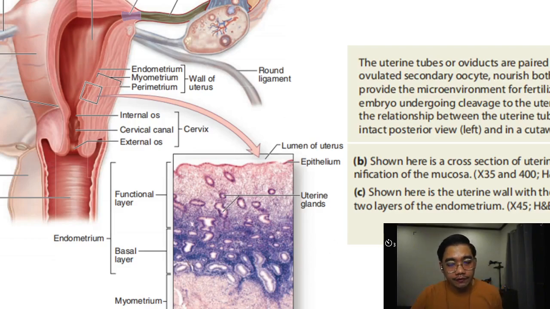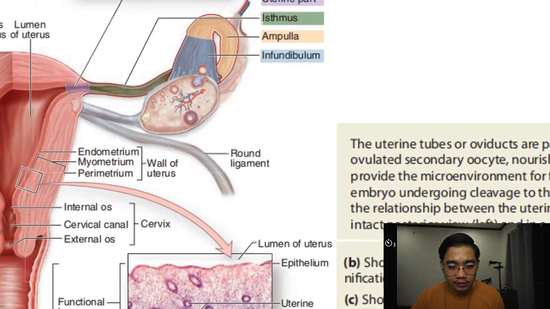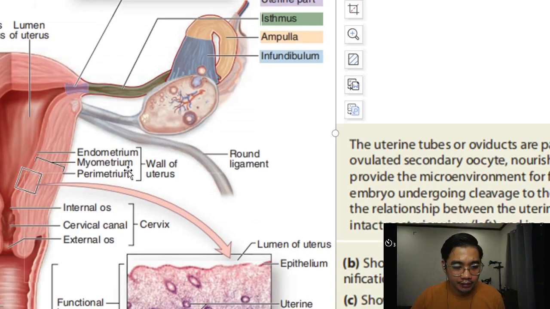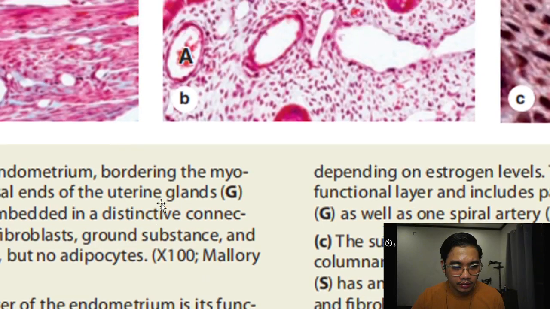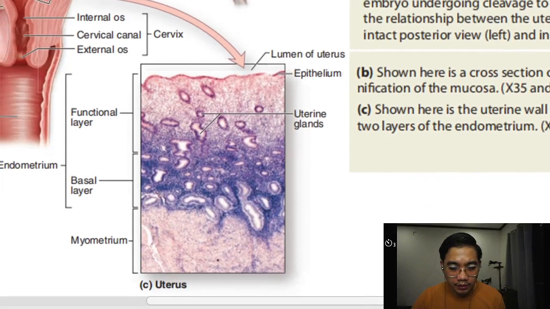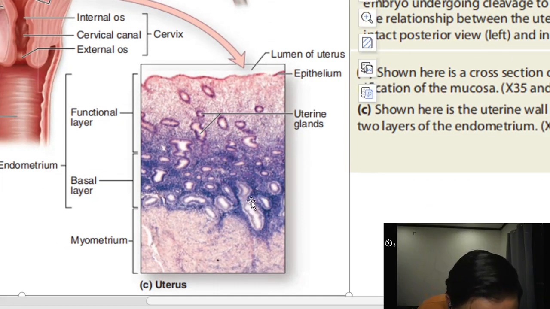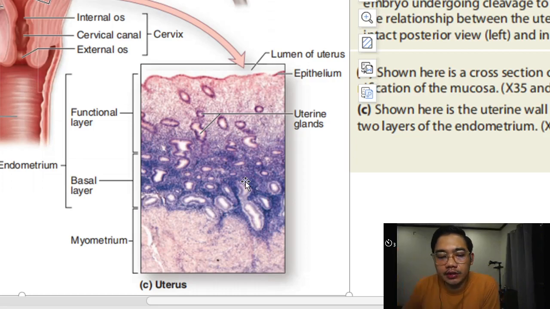So, if we look at the uterine glands, no? It is said that it is lined by simple columnar cells, so it's just one layer of columnar cells here. And it is further divided into the stratum basalis and stratum functionalis, no? The functional layer and the basal layer. The basal layer is constant. It's not as sensitive to hormones as your functional layer.